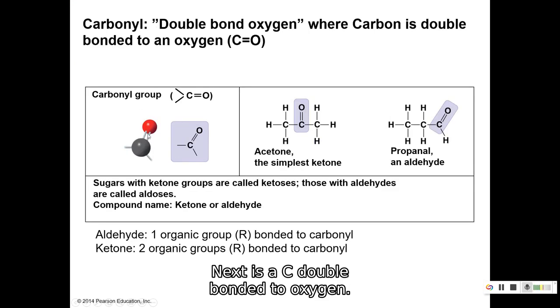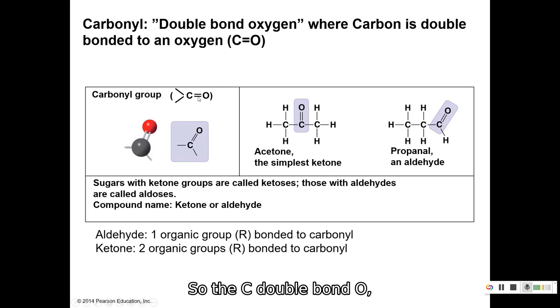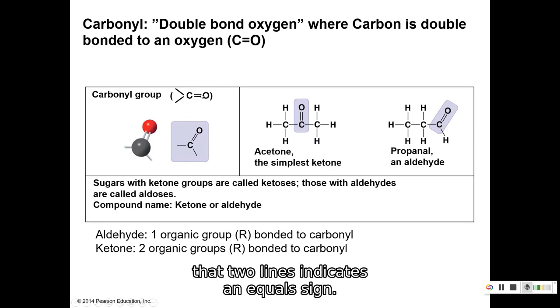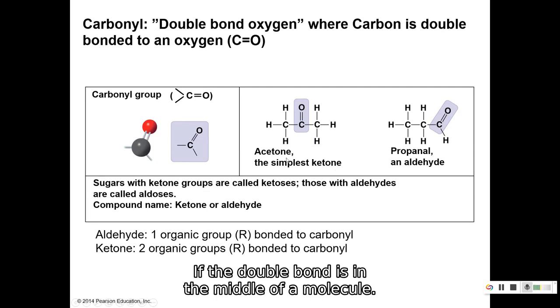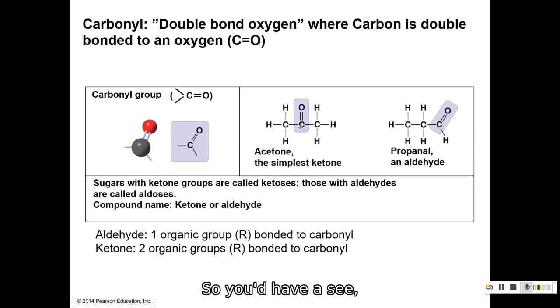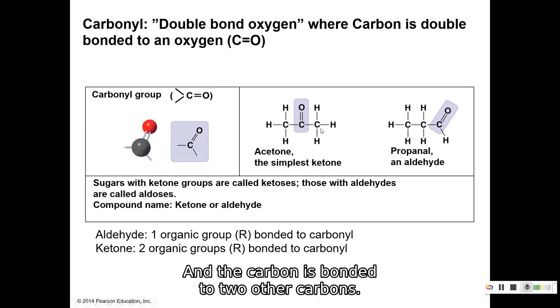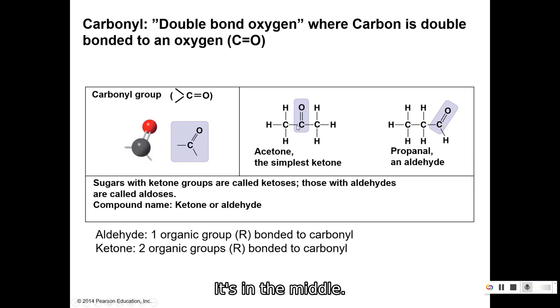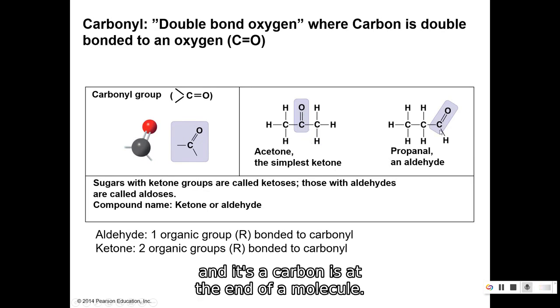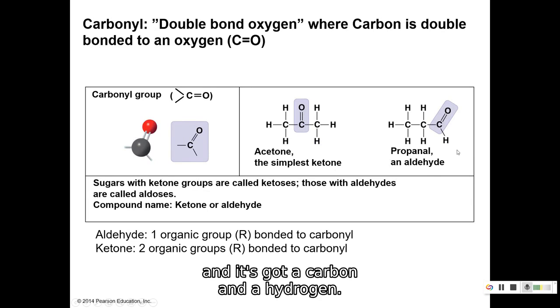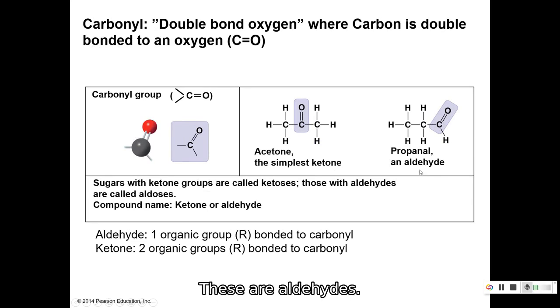Next is a C double bonded to oxygen, so the C double bond O. Those 2 lines indicate an equal sign. If the double bond is in the middle of a molecule, so you have a carbon double bonded to oxygen, and then the carbon is bonded to 2 other carbons, it's in the middle, these are ketones. And if the carbon is at the end of a molecule, so the carbon is double bonded to an oxygen, and it's got a carbon and a hydrogen, these are aldehydes.